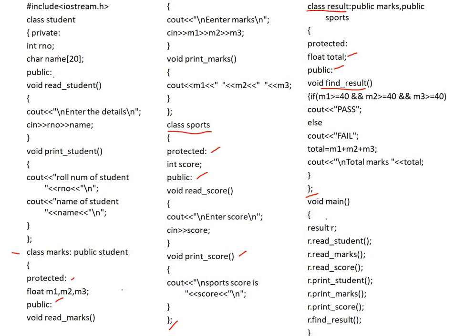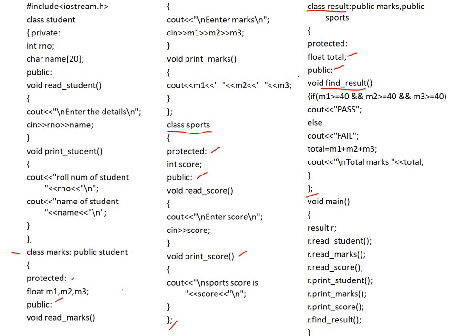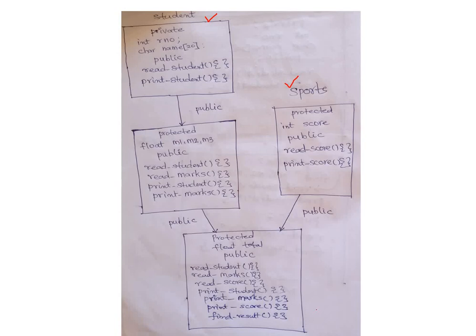Now let us see actual flow of the program. Right, this is the actual flow of the program. Here student is a base class and sports is another base class. What is the bottommost derived class? Result. This is the bottommost derived class, result, and this is an intermediate base class between the student and result, that is marks class.